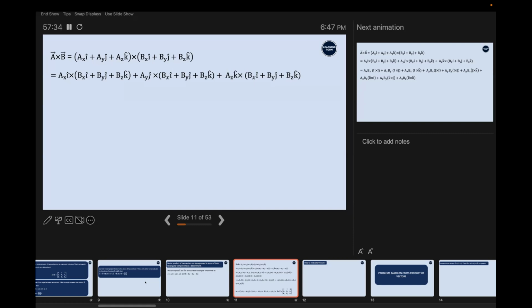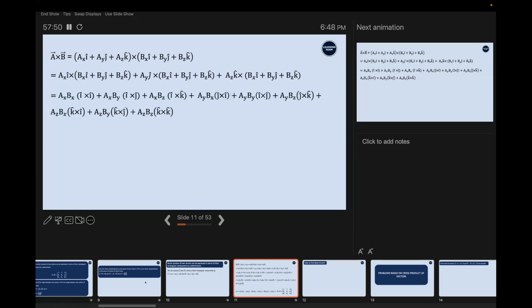When I multiply these two, what will I do? Ax and bx are scalar parts. Cross product is applicable only between vectors. So all the vectors are associated together. They are I cap and I cap. So the first term, what is it going to give me? It will give me ax into bx, I cap cross I cap, plus ax into by, I cap cross j cap, plus ax into bz, I cap cross k cap. Any doubt here? Is it clear?